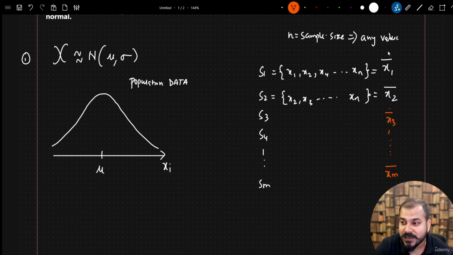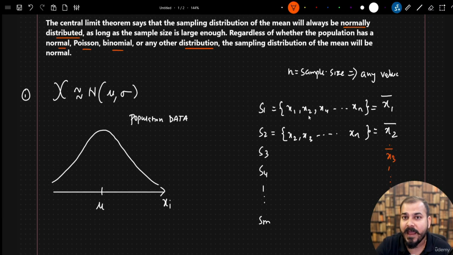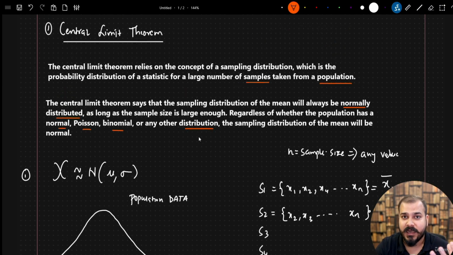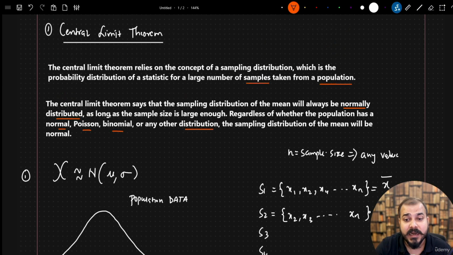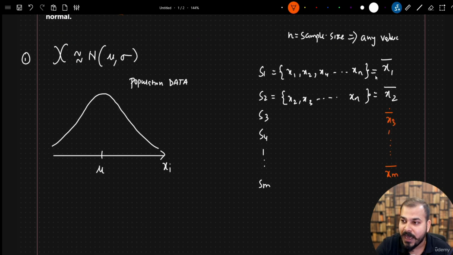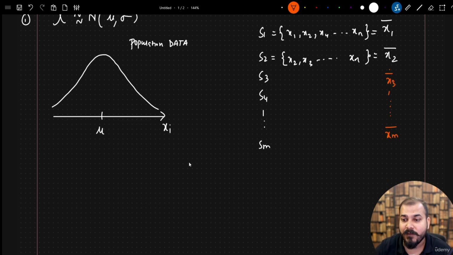So like this, from the population data we have selected samples of some sample size, and this n value specifies our sample size. And n can be anything if your random variable follows a Gaussian distribution. Now, what does central limit theorem say? Central limit theorem says that the sampling distribution of the mean... here I have obtained the entire sampling distribution of the mean. Now I will take all these means and plot them.